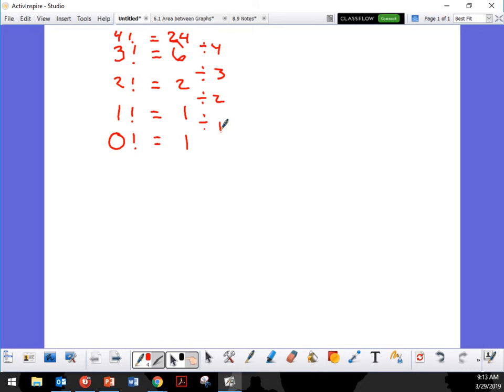Negative 1 factorial, it doesn't, you just don't. You divide 1 by 0. Okay. Is somebody going to ask that? I asked him. I googled it. Okay, all right, fine. I'll just say yes.